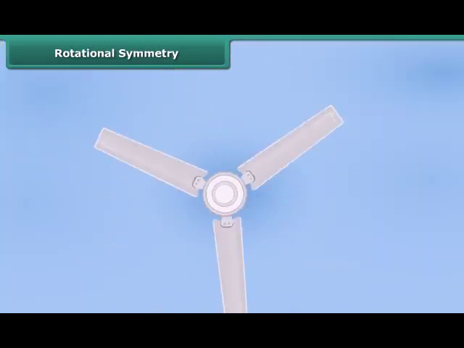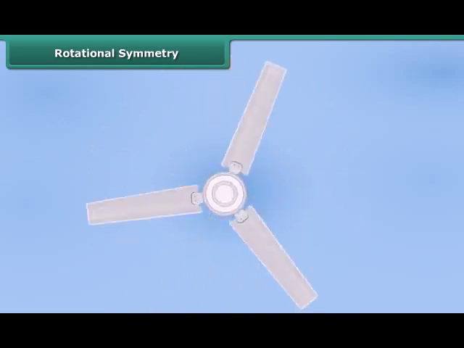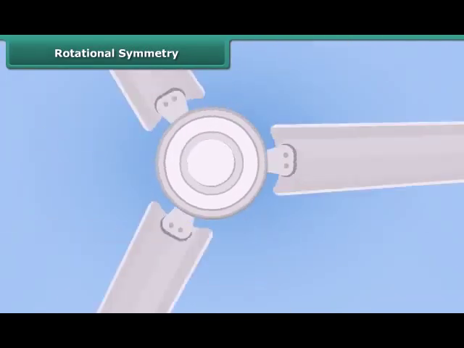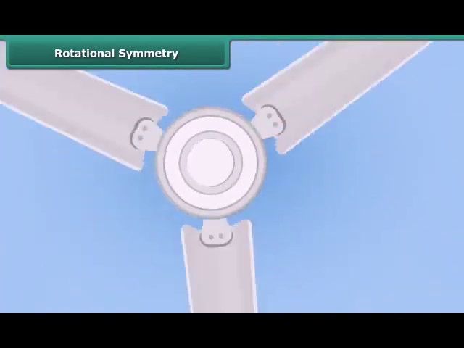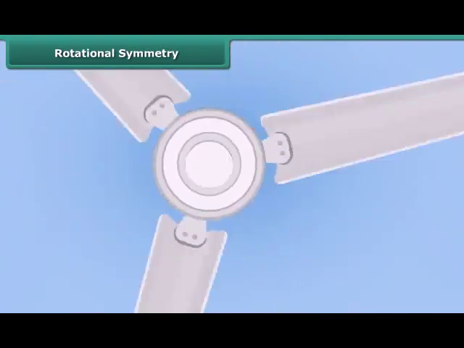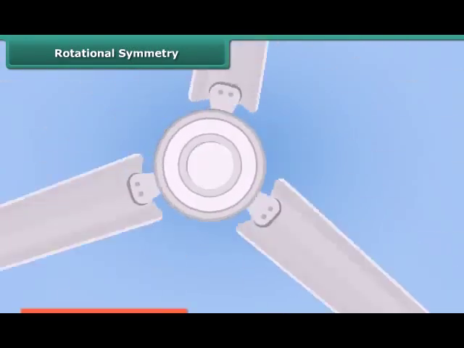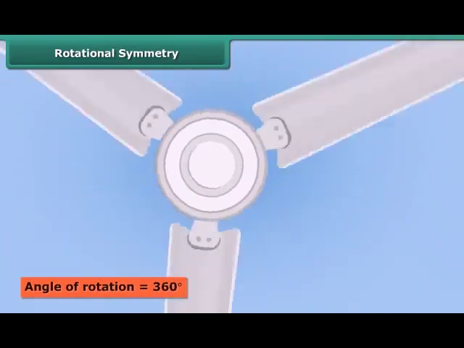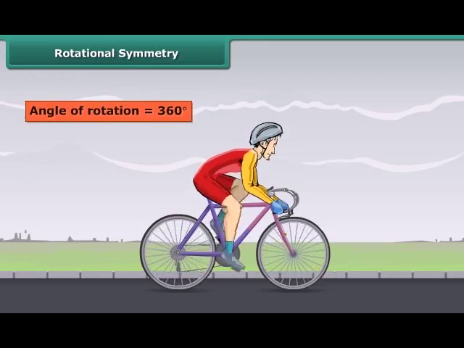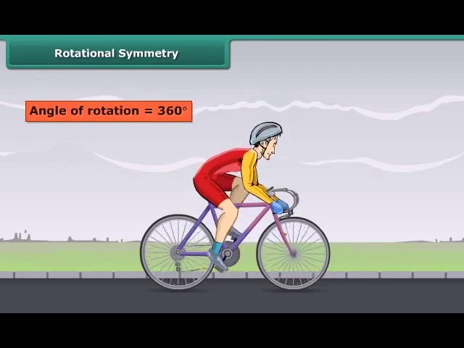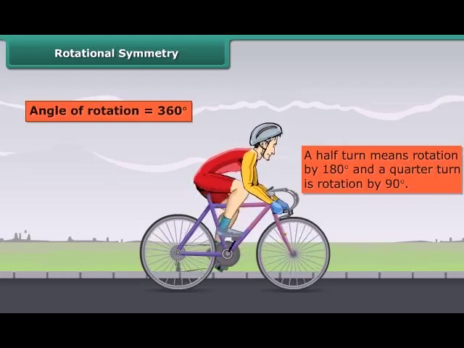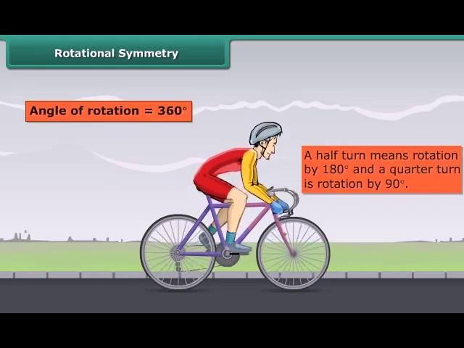When an object rotates, its shape and size do not change. This rotation turns an object about a fixed point. This point is called the center of rotation. And the angle of turning during the rotation is called the angle of rotation. If a thing makes a full turn in its rotation, then its angle of rotation is 360 degrees. A half turn means rotation by 180 degrees and a quarter turn is rotation by 90 degrees.